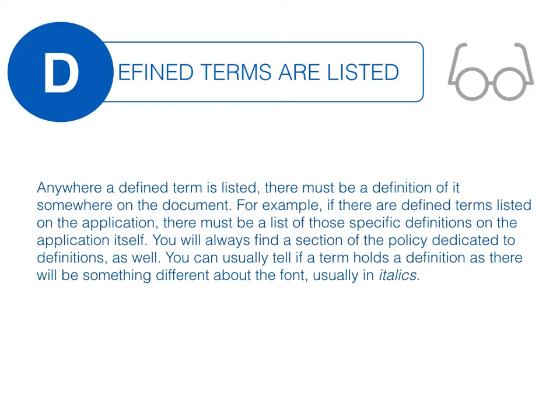So defined terms are listed. Anywhere a defined term is listed, there must be a definition of it somewhere on the same document. So for example, if there are defined terms listed on the application, there must be a list of those specific definitions on the application itself. You will find a section of the policy dedicated towards definitions as well. And you can usually tell if a term holds a definition, as there will be something different about the word in the wording font. Typically, it uses italics or something similar to that. And then you can use that to then refer to the definition area of the policy.